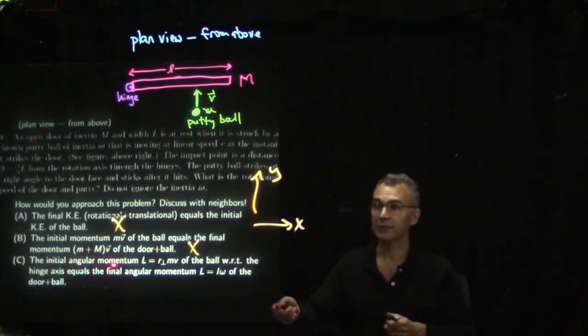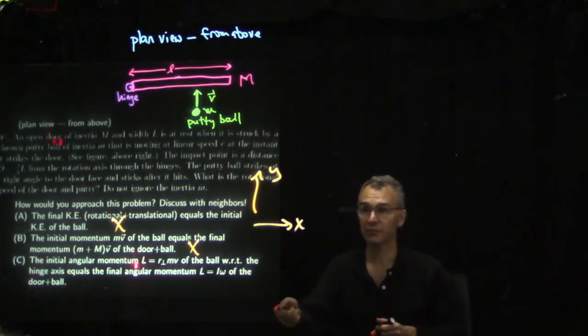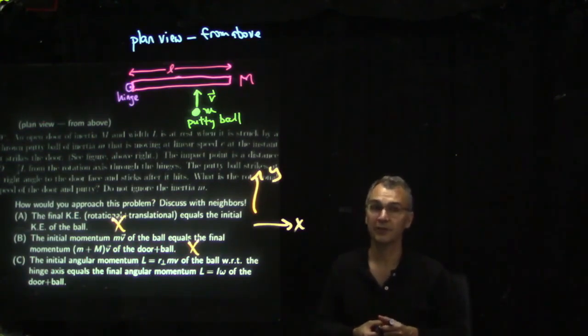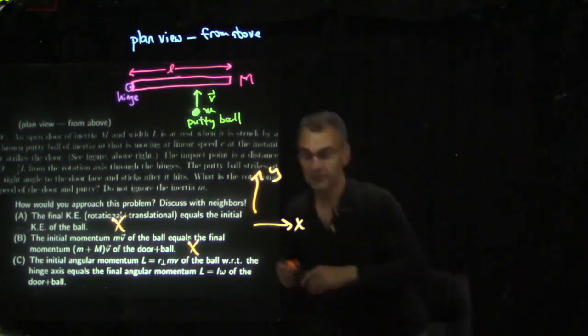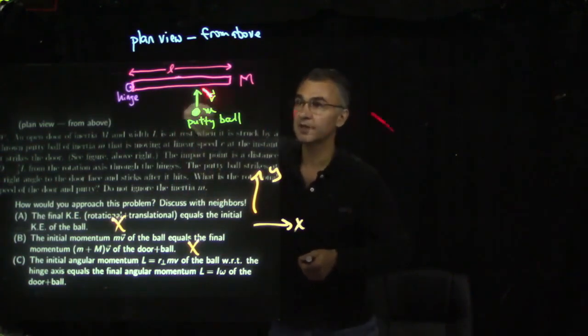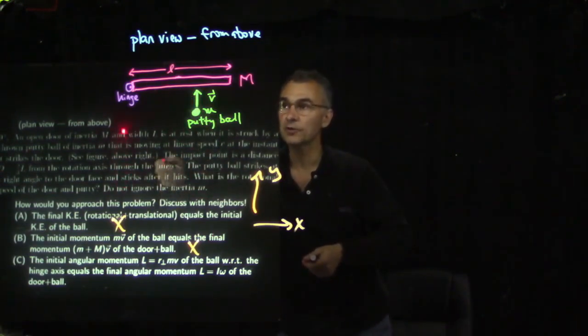However, the initial angular momentum of the ball with respect to the hinge axis equals the final angular momentum of the door plus ball. This turns out to be true. We just have to use the correct expression for the angular momentum of the ball, and this will involve the tendency of motion in a straight line to cause something to rotate about an axis. So if I push on the door in this y direction, that will have a tendency to make the door rotate about the hinge. So it's possible for incoming momentum in this y direction to result in angular momentum about this hinge. That would be zero if the ball were thrown directly at the hinge.